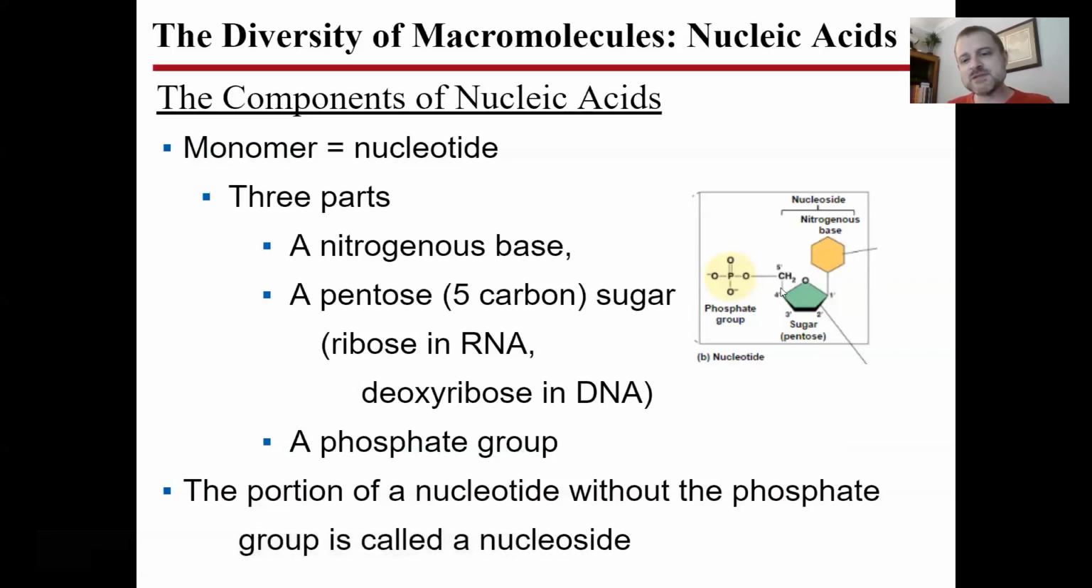Note one thing about this picture. See how the 5 carbons are labeled, that little apostrophe is prime. So that's 1 prime, 2 prime, 3 prime, 4 prime, 5 prime. We label the carbons with this notation with a number and the prime sign. So like that's the 5 prime carbon. The 5 prime carbon is attached to the phosphate group. The 1 prime carbon is attached to the nitrogen base.